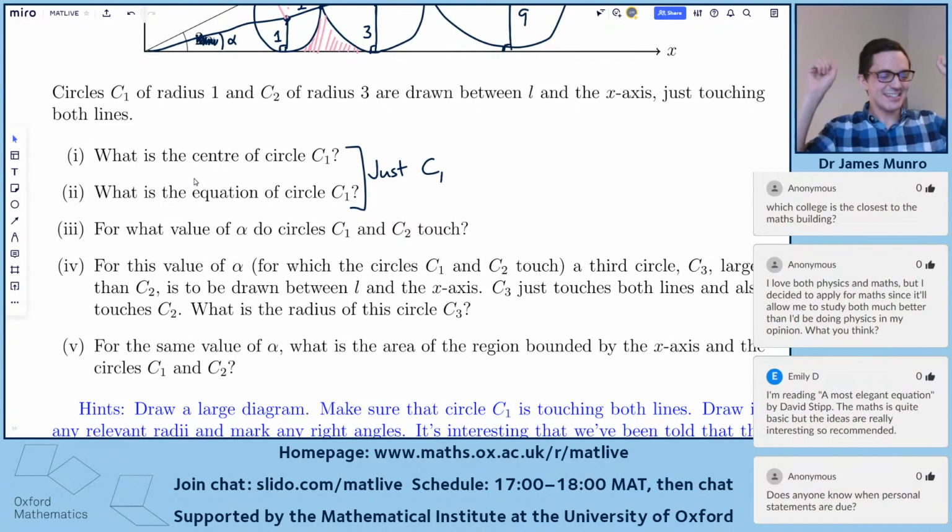Which college is closest to the maths building? We're getting into questions I will answer. So Somerville and St Anne's are very, very close to the maths building. They've got some student accommodation there. So, you know, if you want the shortest walk.